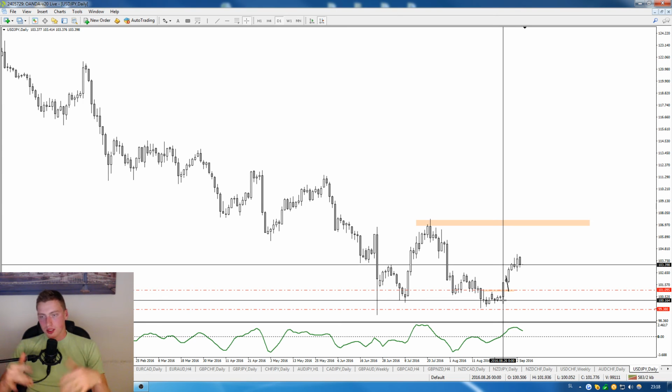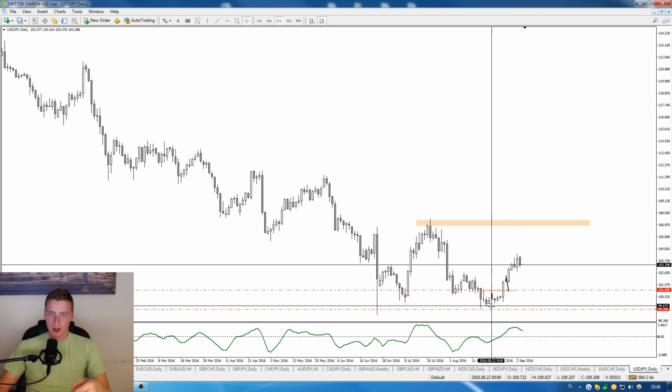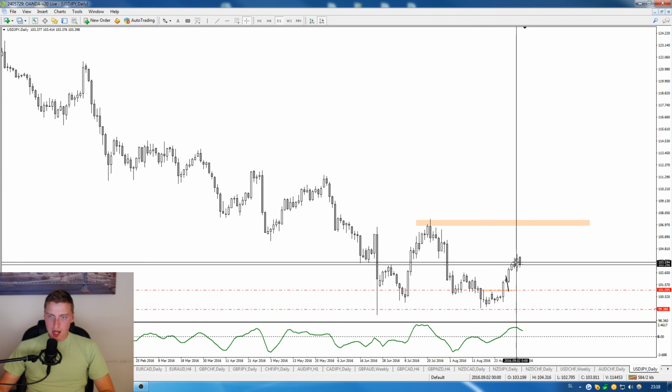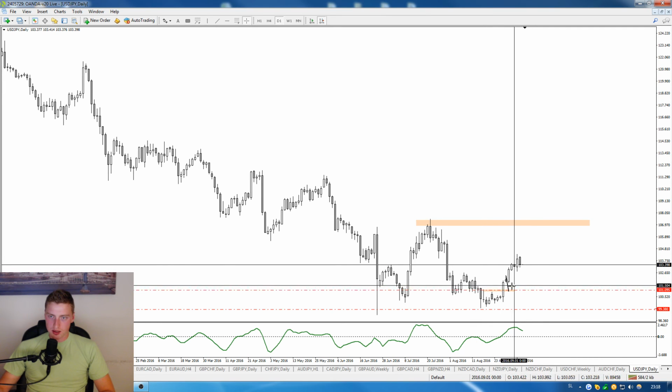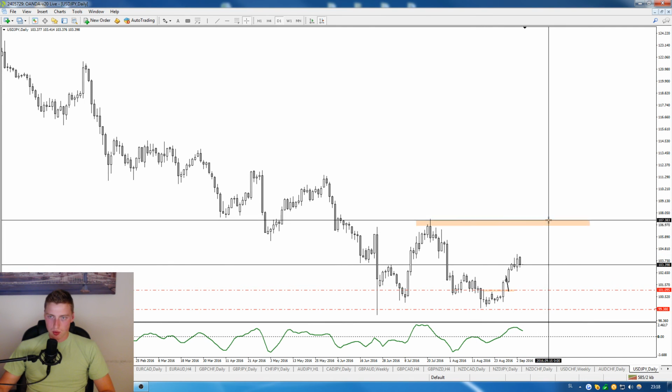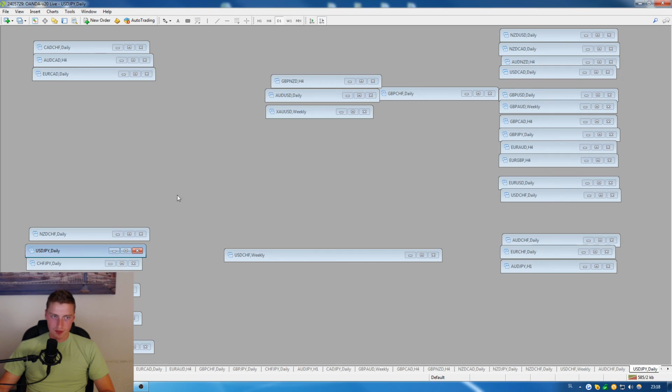So the golden rule is that you don't want to sell short on a support or buy on a resistance in highs. Okay, so this is a golden rule. For now, we might get some sort of a retracement, but otherwise nothing worth mentioning.